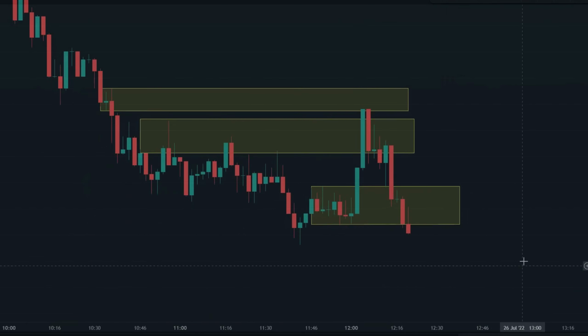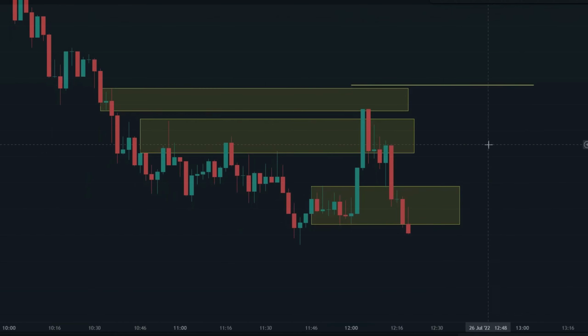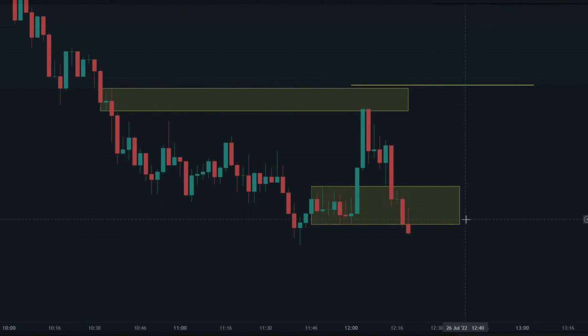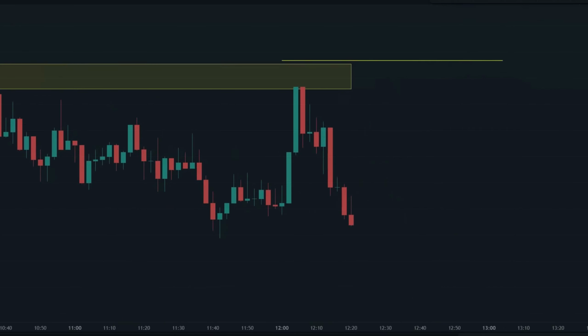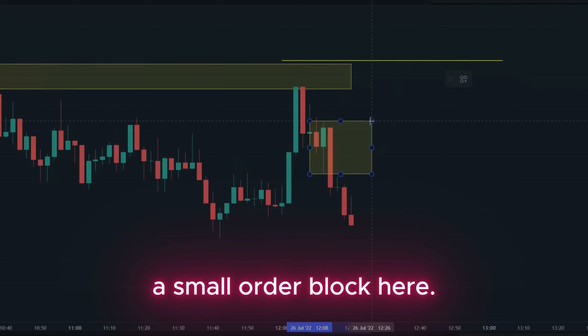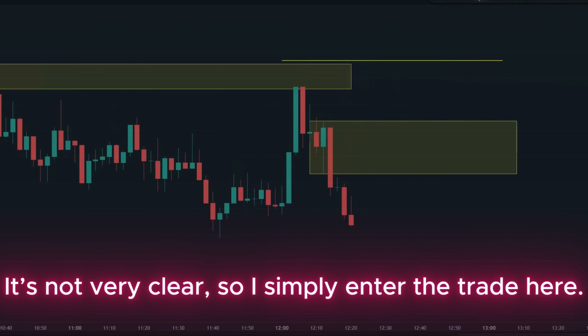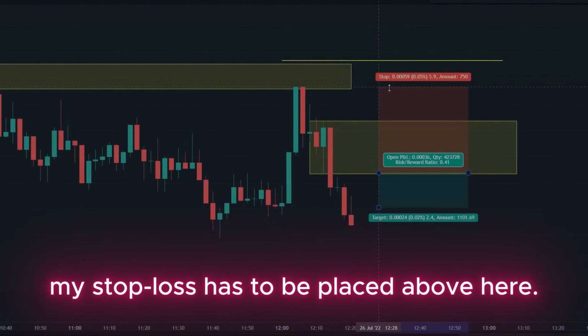Very good. Where to enter, we don't know yet, but the safe stop loss is definitely above here. This is a safe stop loss. Clear out the old stuff. At this point, I see a small order block here. It's not very clear, so I simply enter the trade here. And because it's not clear, my stop loss has to be placed above here.